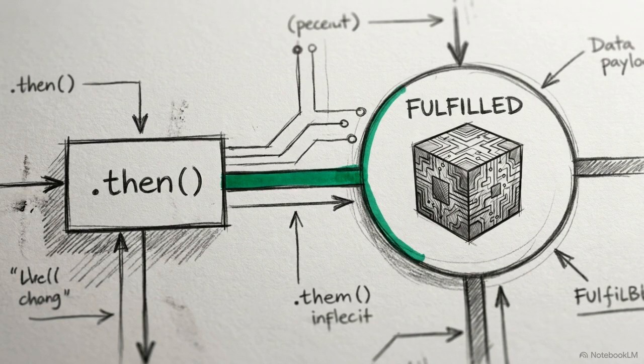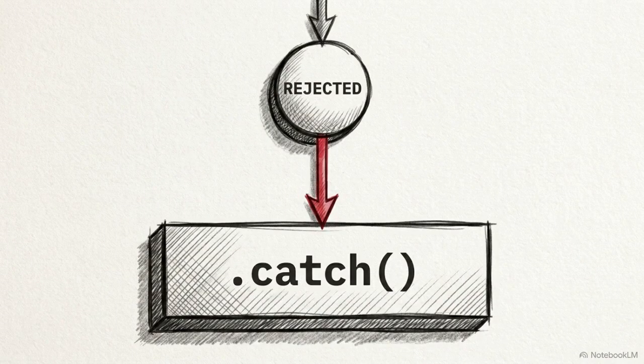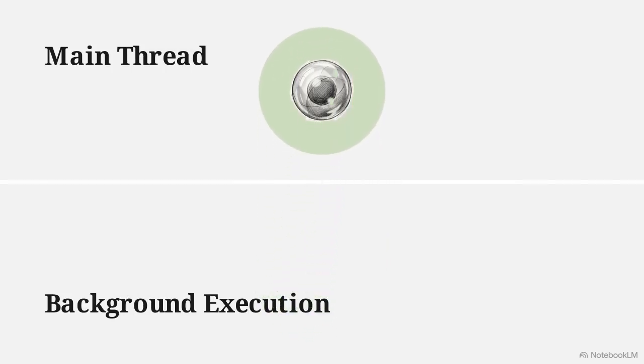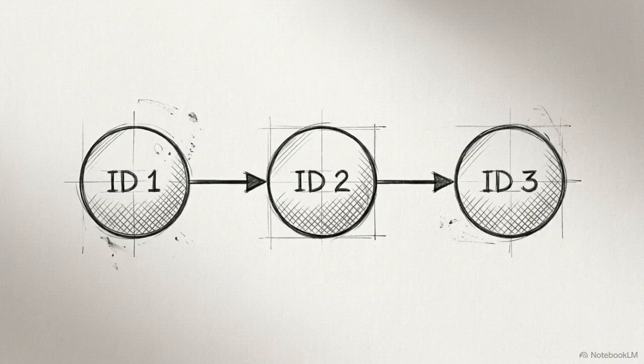To extract the data, the main thread attaches a .then handler. This mechanism listens for a fulfilled state and unpacks the payload. To manage failures, the thread attaches a .catch handler, creating a centralized location for intercepting a rejected state. By encapsulating future data as a tangible, stateful object, promises successfully separate the background execution from the main thread's handling logic. We can apply this new promise model directly to our 3-part sequential fetch.